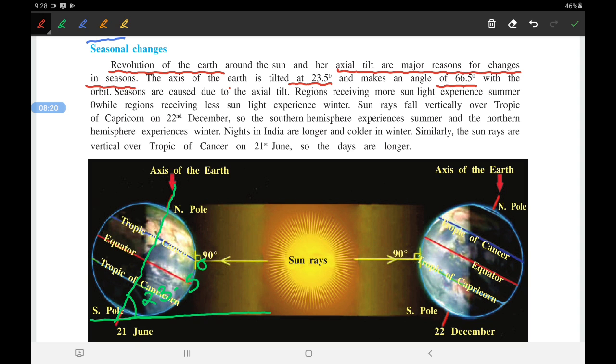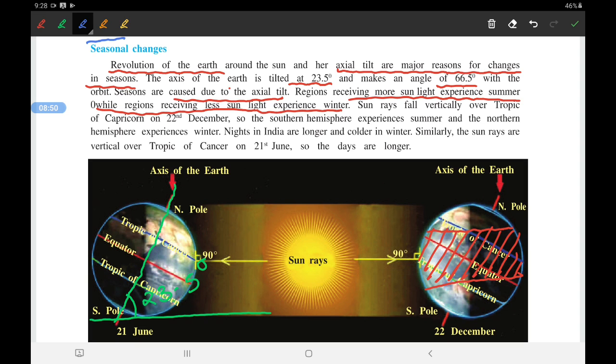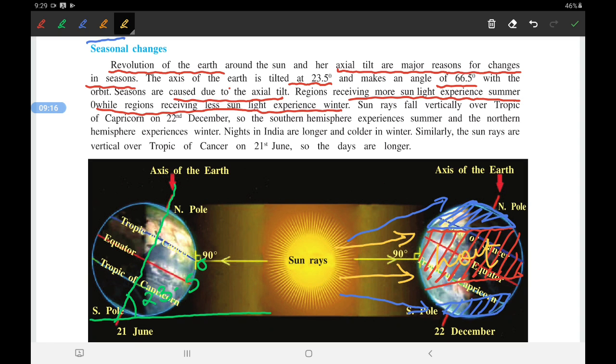And due to this the seasons are there. Seasons are caused due to the axis tilt. Regions receiving more sunlight experience summer, while regions receiving less sunlight experience winter. Now you can see here. Okay, during this time, the areas which will be here will be experiencing summer, while areas which are here or here will be experiencing winter. Why? Because the sunlight reaching there will be less in comparison to the sunlight which reaches here, which will be direct, straight and hot. Okay, so this area will be hot while this area will be cold.